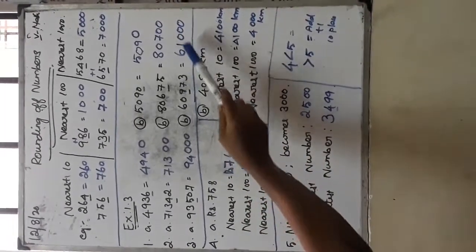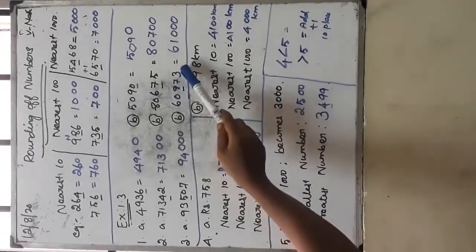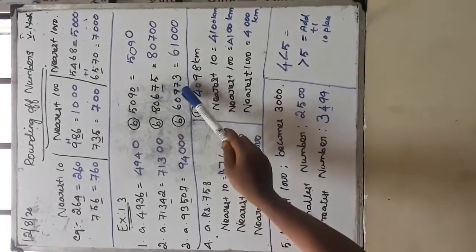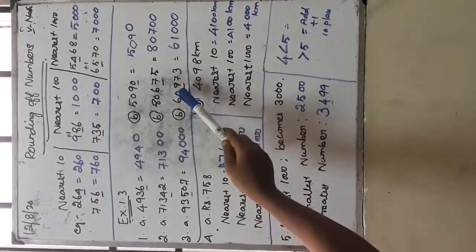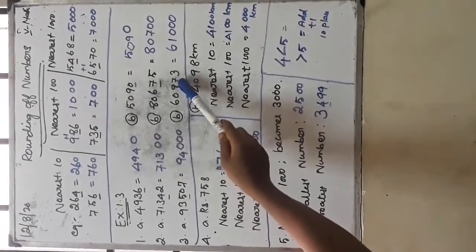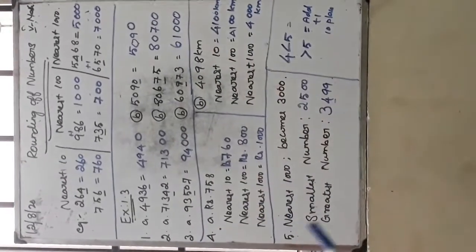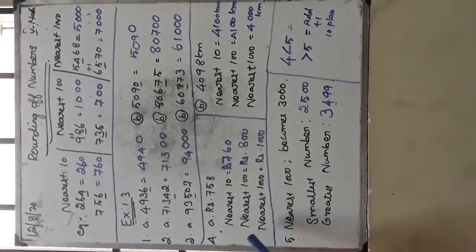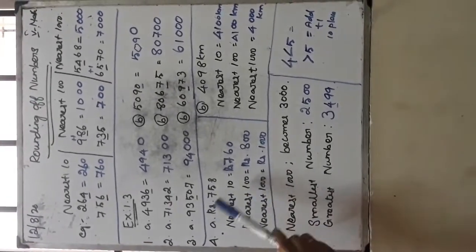So 000 you have to add. Look at this: ones place, tens place, hundreds place. The hundreds place is 9. You have to add 1 in the 1000 place. So 6, 1, 9 plus 1, what? 10. So you put 0 and carry the balance. So 61000. So that's all. Next one is round off the following measures to the nearest 10, nearest 100 and nearest 1000.